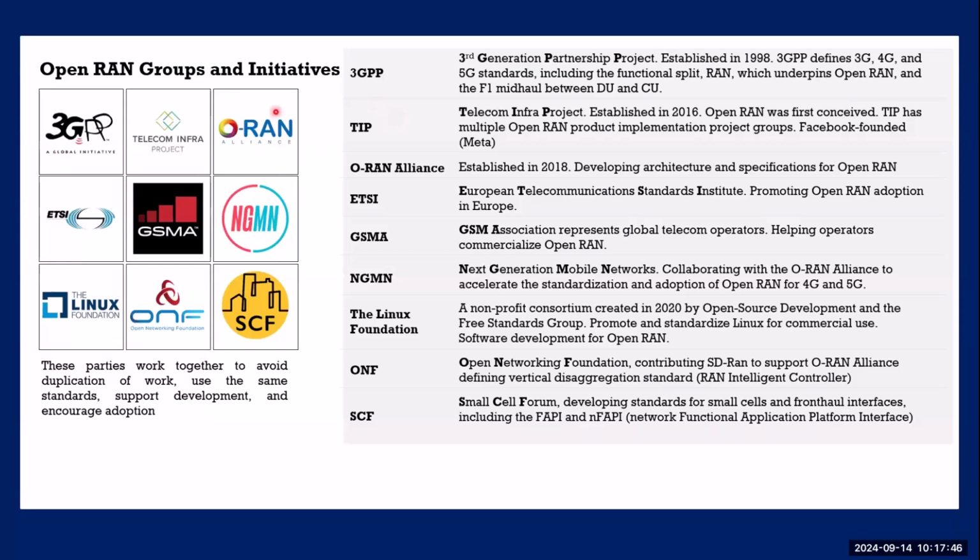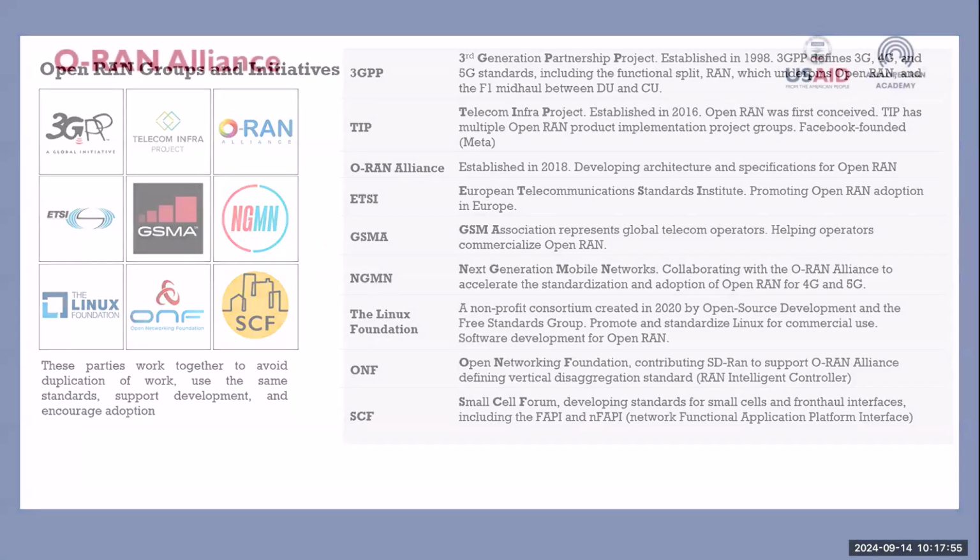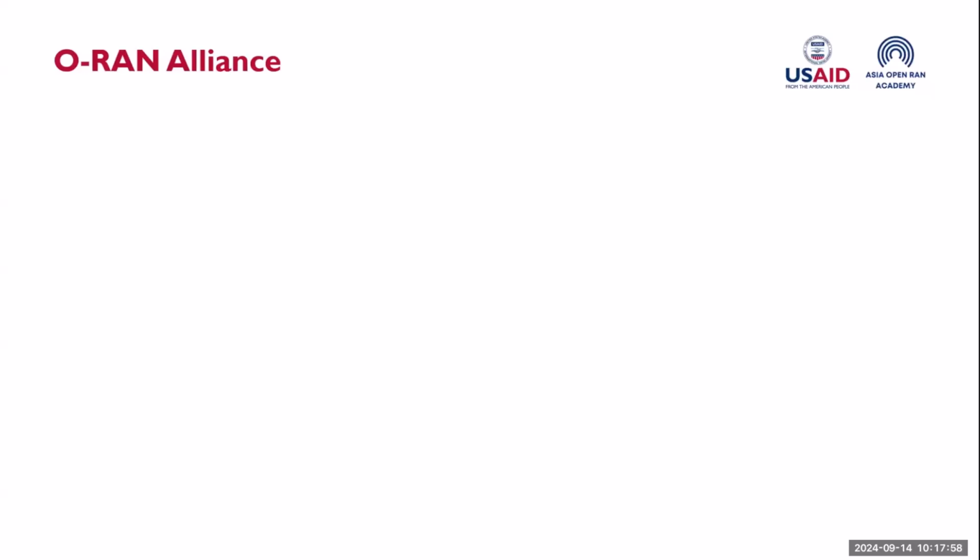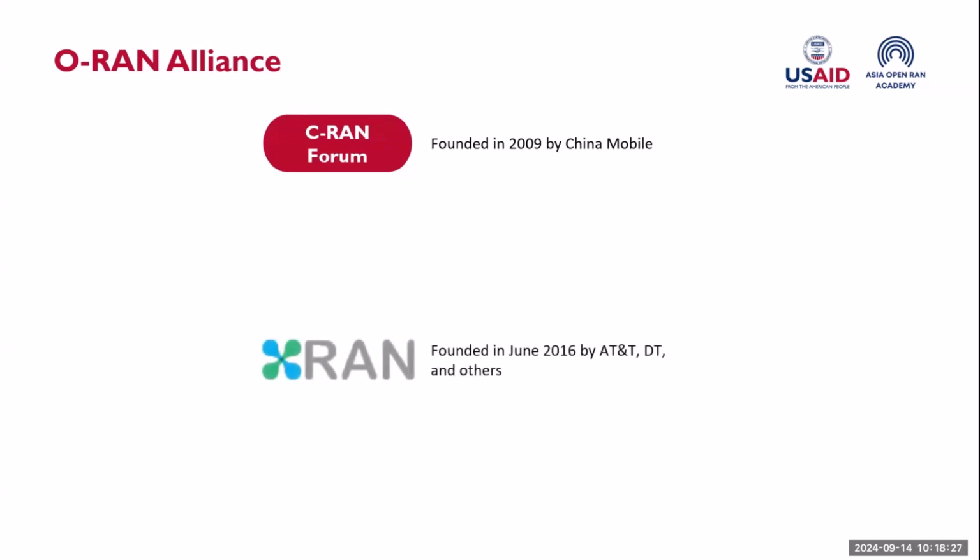Okay? So O-RAN Alliance naman, katulad siya ni 3GPP, but now this is focusing on the Open RAN system. So sino si O-RAN Alliance? So O-RAN Alliance was founded in 2018. But it is composed of two entities. Okay? First, I see C-RAN Forum. So it was founded in 2009 by China Mobile. Okay, so they are the ones who first proposed to the industry the concept of centralized, collaborative, cloud and green radio access network. Okay, and then we have the xRAN Forum.